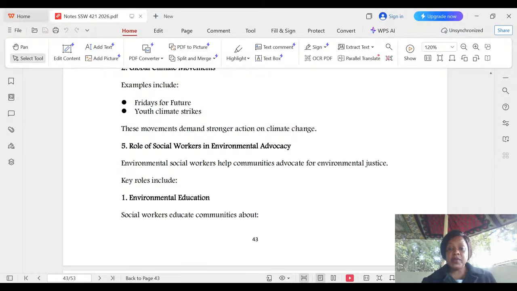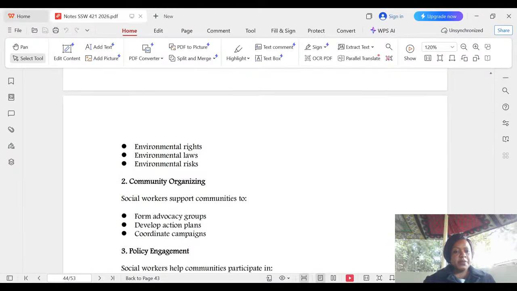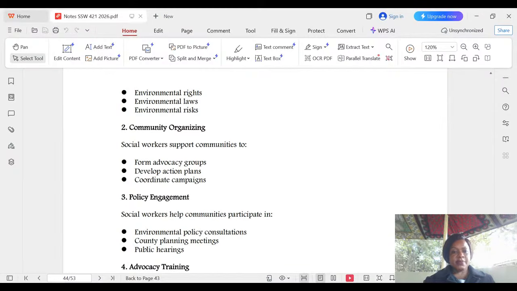So we'll be helping communities to advocate for environmental justice. One of our major roles will be education, environmental education. So we educate communities about environmental rights, environmental laws, environmental risks, and we make it simple for them to understand. We'll be doing community organizing. So we support communities to form advocacy groups, to develop action plans, and to coordinate campaigns.